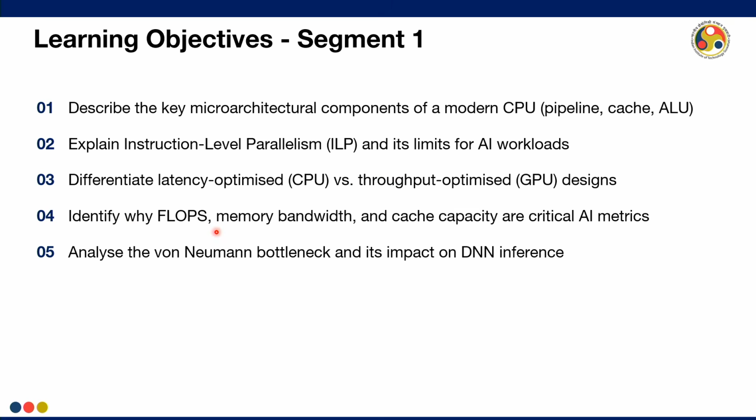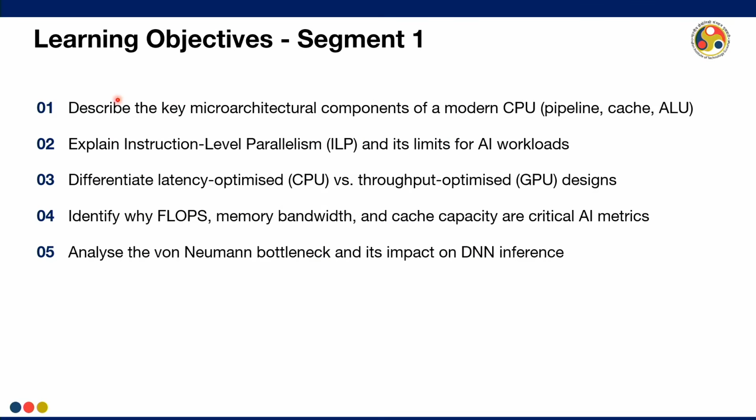Also we will identify FLOPs, which is one performance metric, the memory bandwidth, the cache capacity, as well as some other critical parameters for AI workload deployment and performance analysis. So how will we say that this deployment is better than the previous deployment, and so on. We are talking about accelerating the AI workloads, so we need to understand what metrics will be used to define this acceleration, right? And also we will analyze the bottleneck in the entire computing system.